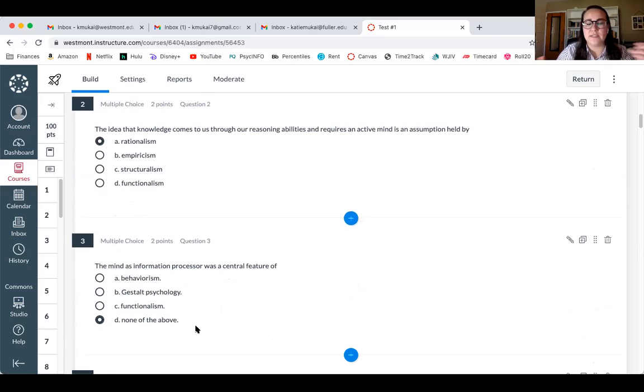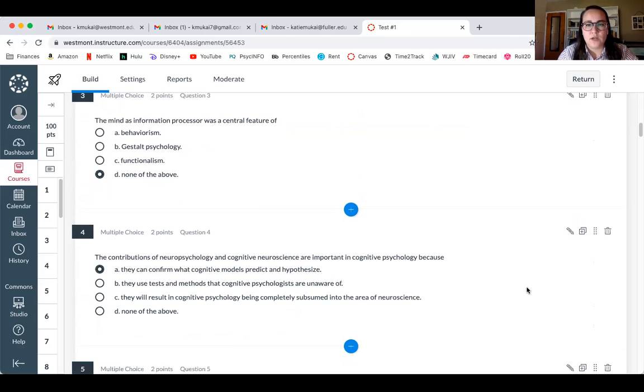Gestalt psychology wasn't seeing mind as information processor per se, but more as a meaning-making entity. And then with functionalism, the emphasis here was on the ways in which our cognition plays out. And so the mind as information processor, this was a central feature of the information processing, or more of the computational approaches.